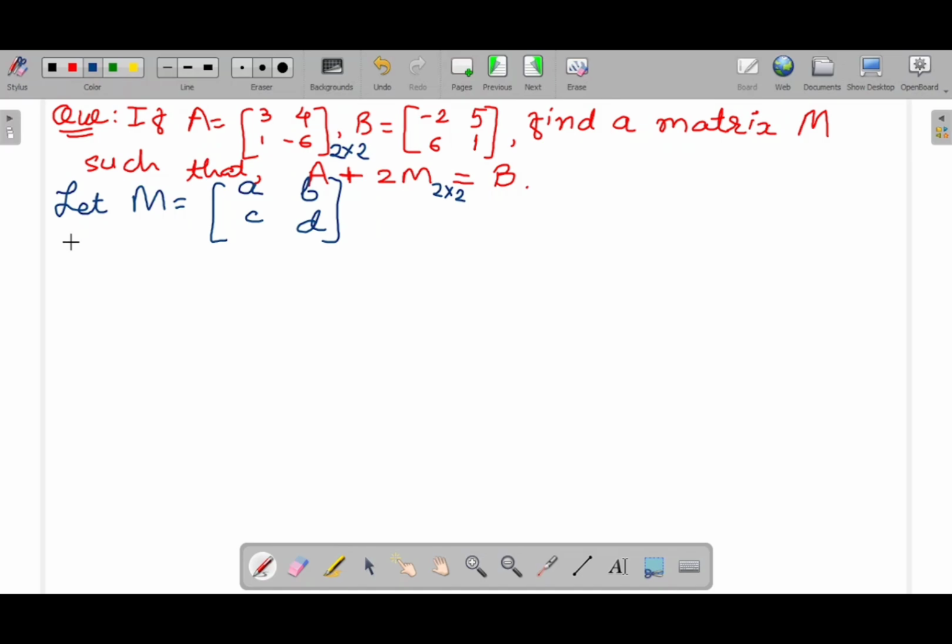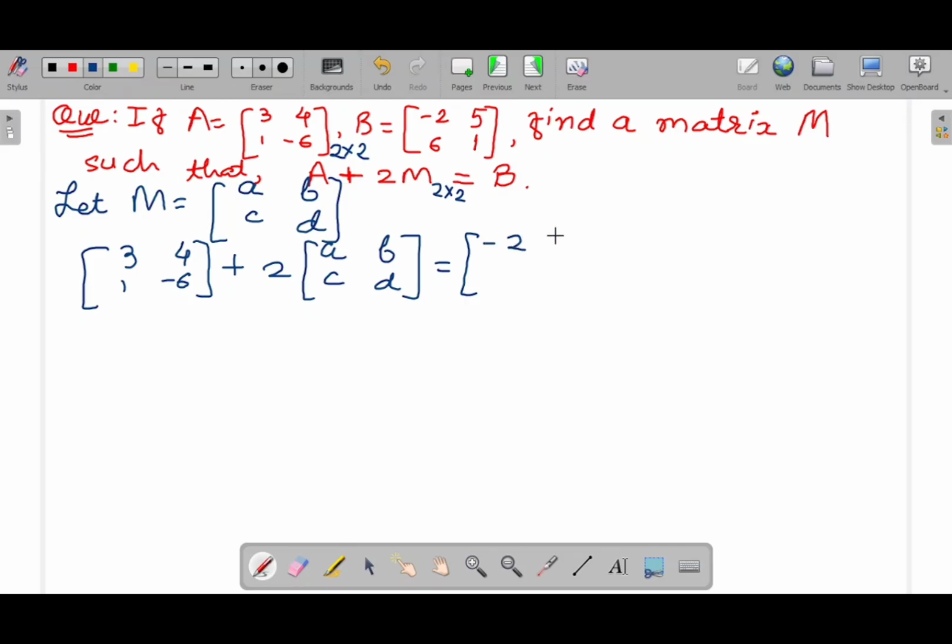You have A, which is [3, 4; 1, -6] plus 2 times [A, B; C, D], that is matrix M, is equal to [-2, 5; 6, 1]. So now you can see this is the same kind of question as in the first slide. So here we are writing a little more directly. You can omit a few steps.